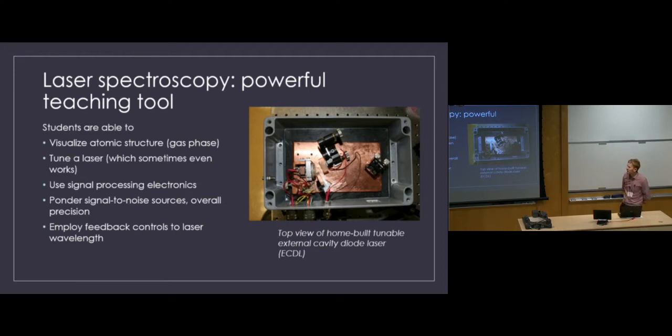Other opportunities would be to use signal processing electronics. Students can ponder signal-to-noise sources and the overall precision. And then if you want, you could make it a feedback controls lab, have them close a loop, and lock the laser to the atomic transition.